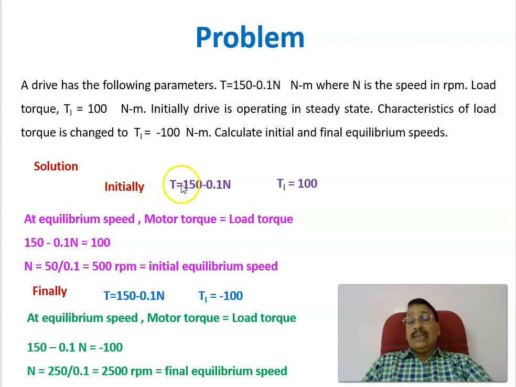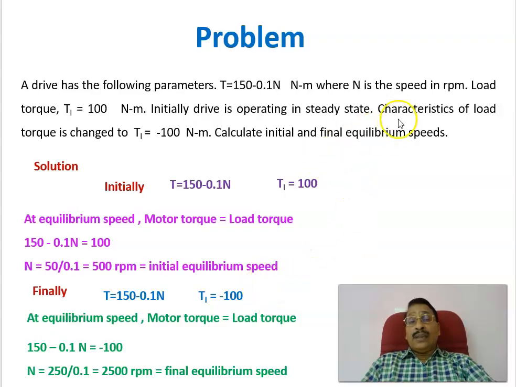Now initially the motor torque is equal to 150 minus 0.1 N, as given, and the load torque is given as 100 Newton meter. If you equate T equal to TL at equilibrium speed, the motor torque is equal to the load torque. Therefore 150 minus 0.1 N should be equal to 100, or the speed N is equal to 500 rpm. That is the initial equilibrium point.